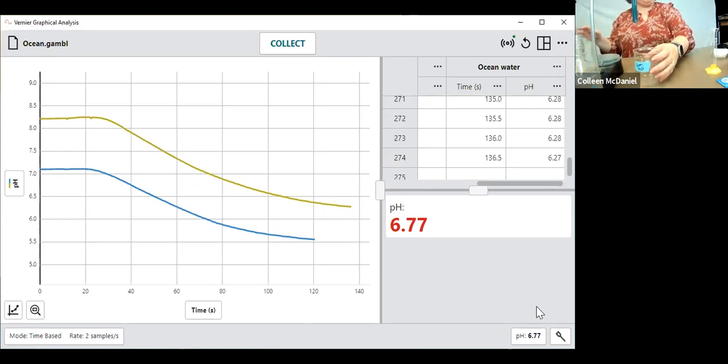And this is, I think, a really helpful step to help students understand the difference between regular atmospheric levels of CO2 and when we're talking about excess levels of CO2.